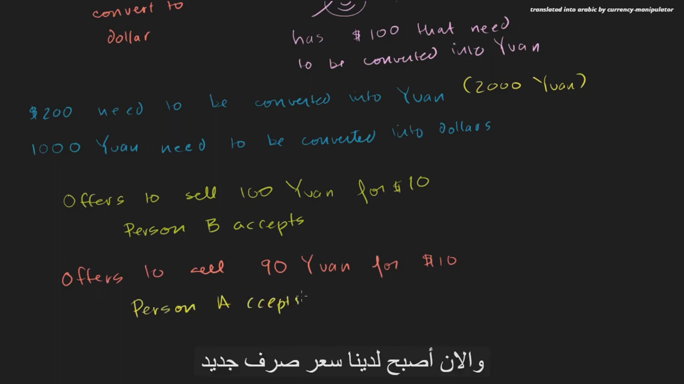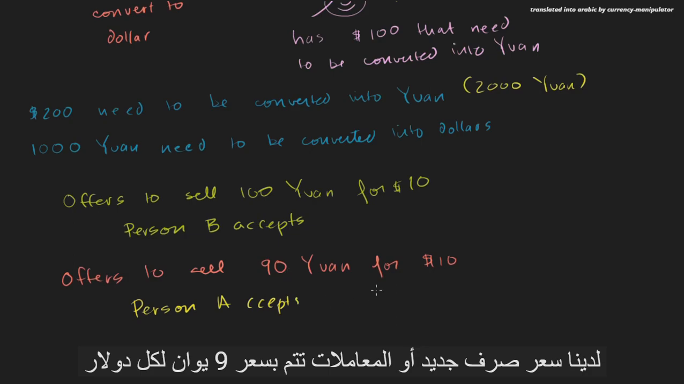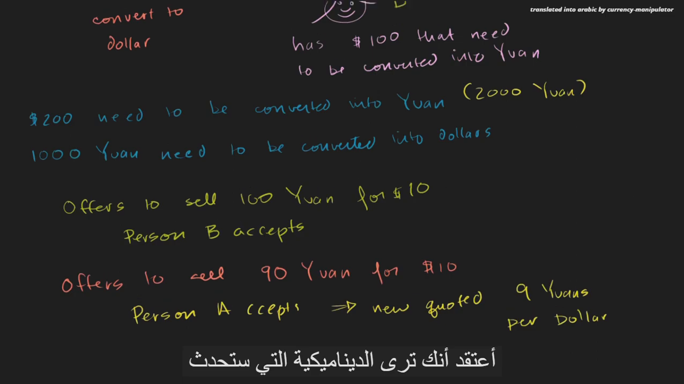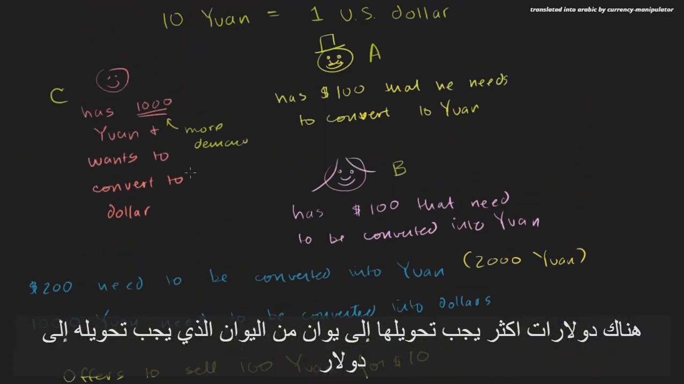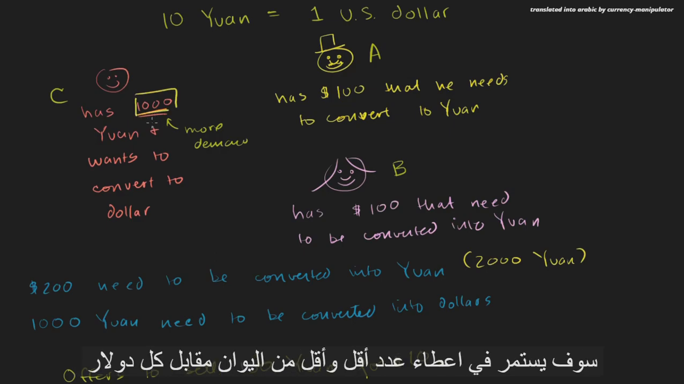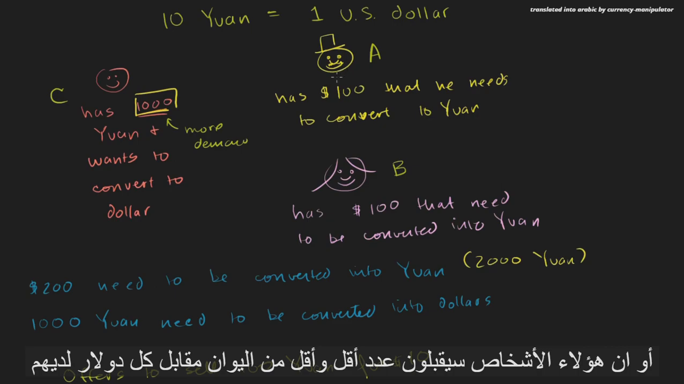All of a sudden, we have a new quoted exchange rate. We have an exchange rate of, what is this, 9 won. So the transaction happens at 9 won per dollar. Now what's happening? I think you see the dynamic that's going to happen. There are more dollars that need to be converted into won than won that needs to be converted into dollars. So this guy, as he sees that there's a lot of demand to get his won, is going to keep offering fewer and fewer won per dollar. Or these guys are going to start accepting fewer and fewer won for each of their dollars.